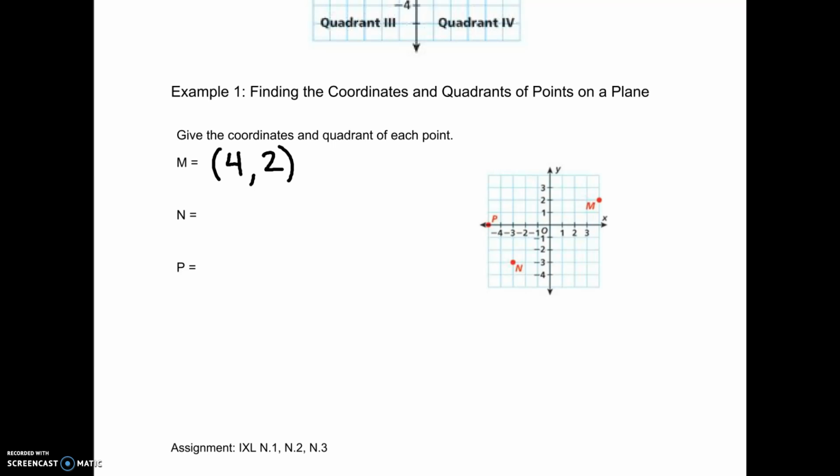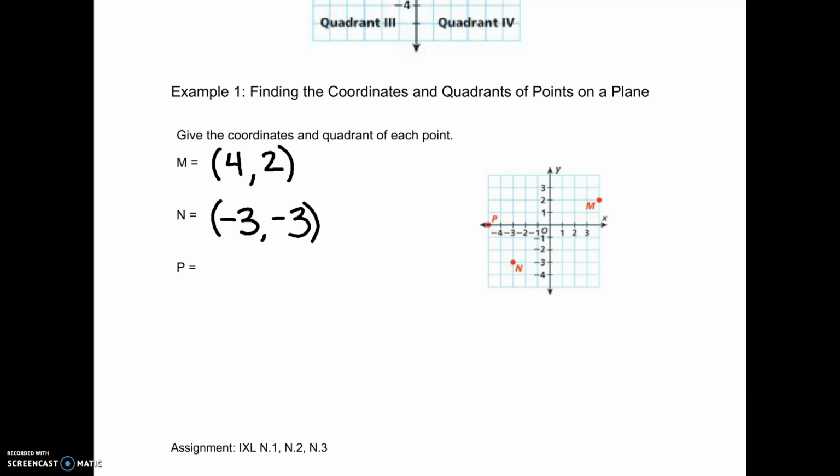Point N. So we need to go left to point N, so we're going to go left 1, 2, 3. So our x coordinate is negative 3. Our y coordinate, so we need to go down. So we're going down 1, 2, 3. So negative 3, negative 3 is our coordinates, our ordered pair. Notice that I'm putting a comma between them. I'm putting parentheses around them. That is an ordered pair.